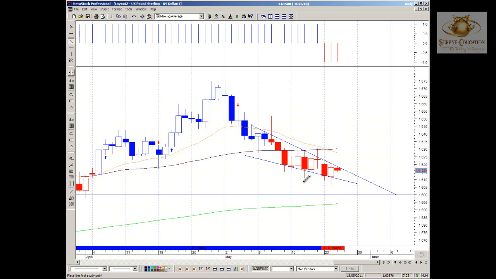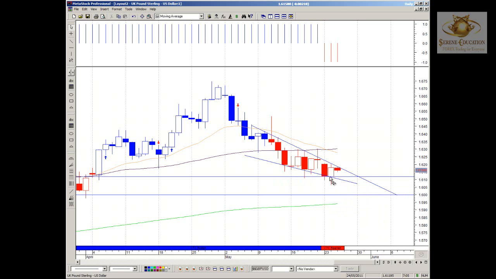There is a support area for this pair. Notice this area here, and if I could draw a straight line, let's go with that. There we go. So roughly around the 1200 mark, there's a small support area here. We need to see a break and close lower than that to definitely confirm further downside movement.